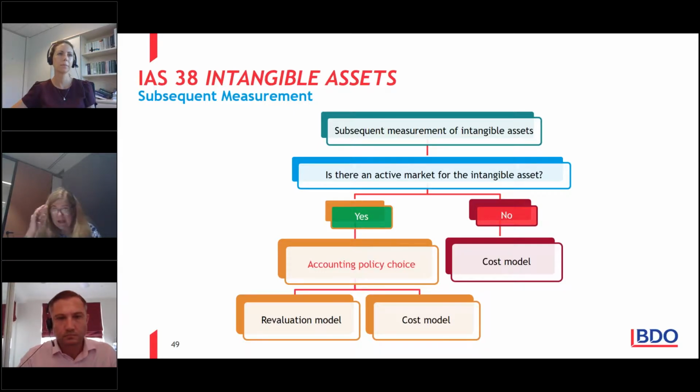Now, I'll have to say, I know that in Australia, our regulator has a very firm view that there's no active market for intangible assets in Australia. I would say if you would like to use the revaluation model for intangible assets, because you think there's an active market for that intangible asset, we have to look at it very closely and exactly what an active market is. So I would say a word of caution around revaluing intangible assets.